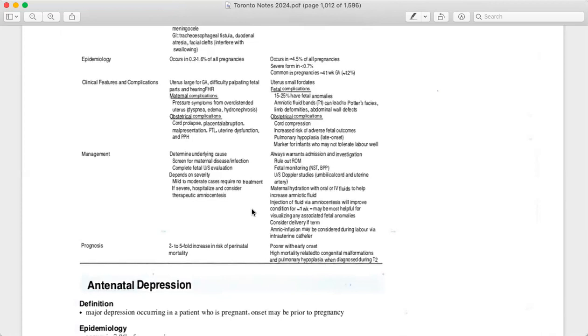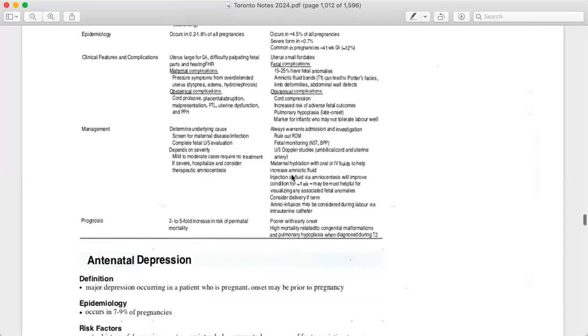Management is, if there is too much fluid, you are going to take out some of the fluid. So screening should be done to find out if there is any disease. Depending on the severity, if there is too much, you can do amniocentesis to remove some of the fluid. But if this is oligohydramnios, you have to make sure the hydration status is normal, check for rupture of membranes, and fetal monitoring, ultrasound Doppler, and maternal hydration can be done. Maybe the fluid is not enough, so injection of fluid via amniocentesis, and then consider delivery if term. Amnioinfusion can be considered during labor, depending on the need.